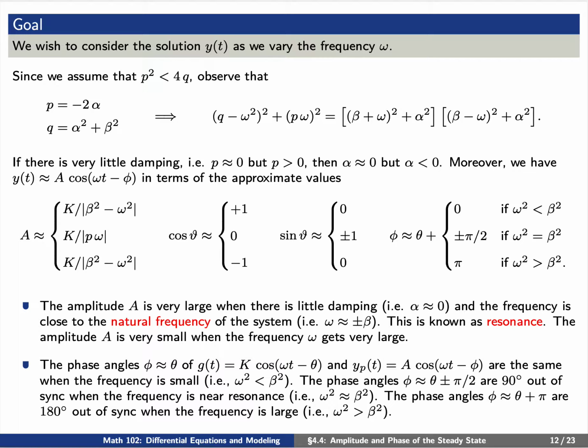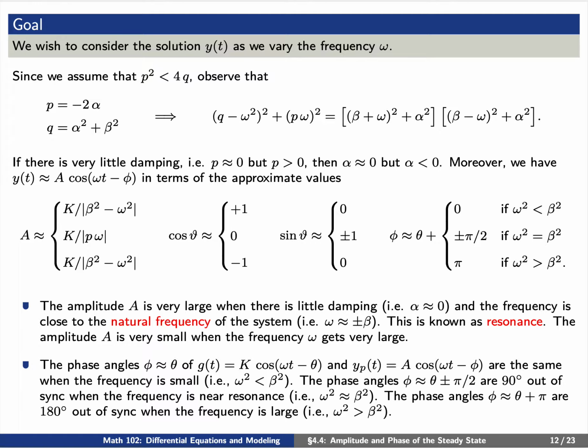We notice that we can always find various conditions for the amplitude capital A. That is, if our frequency omega is less than the natural frequency beta, then the amplitude capital A is approximately capital K divided by beta squared minus omega squared. On the other hand, if the frequency omega equals the natural frequency beta, then capital A is approximately capital K divided by p times omega.